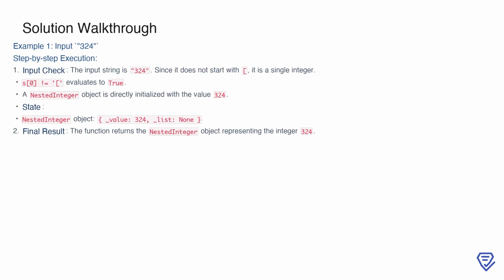To begin, we examine the simplest case, where the input string is just 324. Since the string does not start with an opening square bracket, we know it represents a single integer rather than a list. We check this condition with s[0] equals '[', which evaluates to false. As a result, we directly initialize a nested integer object with the value 324. At this point, the state of the nested integer object is _value: 324, _list: none, meaning it holds the integer 324 and no list. Finally, the function returns this nested integer object as the result, encapsulating the integer value 324.